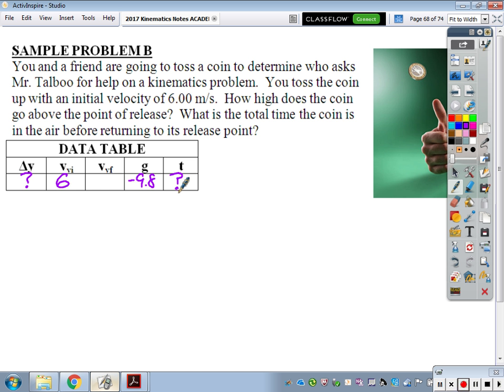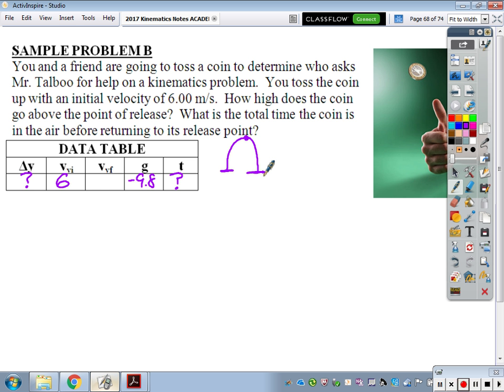Now, I want to just draw a very simple diagram for us. So at some height, we're tossing a coin up in the air. It's going to get up to its maximum height. Then it's going to come back down. It's going to return back to the same height. We kind of cued you in a little bit last class. This is what we call a symmetrical problem. And on symmetrical problems, we can manipulate this concept of V final a little bit to help us out.